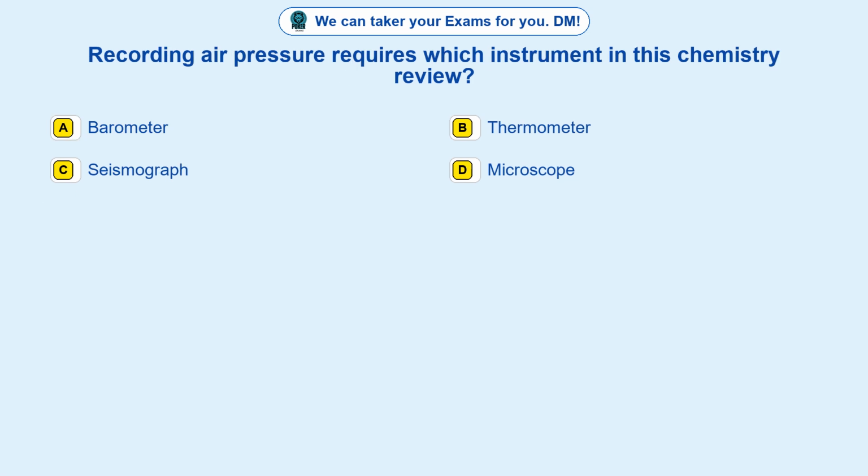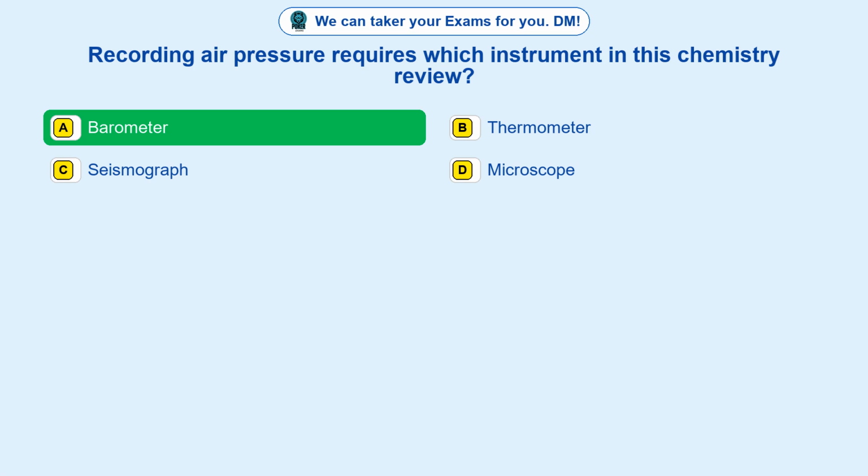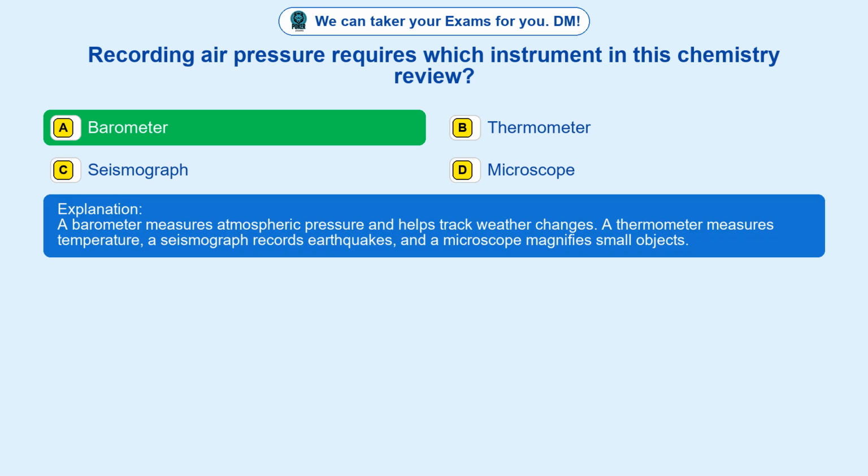Question 100. Recording air pressure requires which instrument in this chemistry review? Option A, barometer. Option B, thermometer. Option C, seismograph. Option D, microscope. The correct answer is option A, barometer. A barometer measures atmospheric pressure and helps track weather changes. A thermometer measures temperature, a seismograph records earthquakes, and a microscope magnifies small objects.